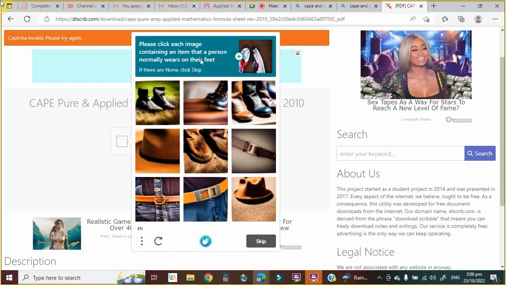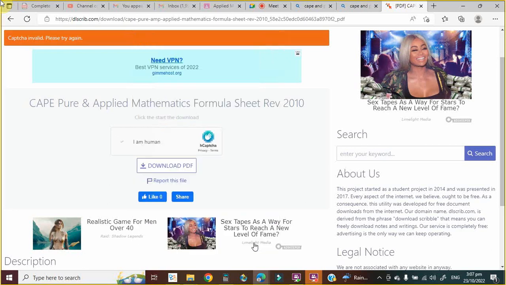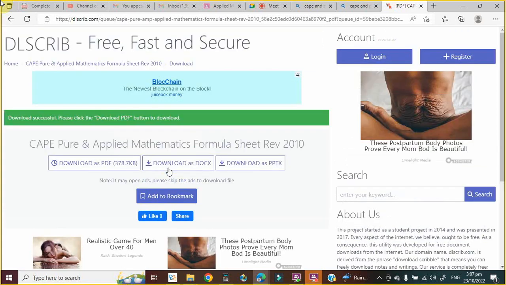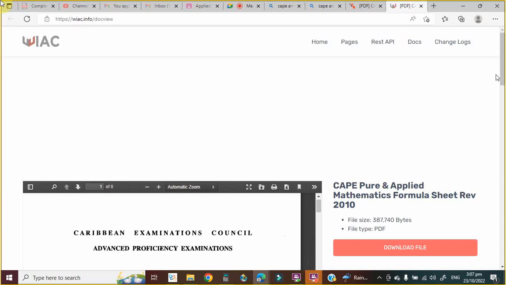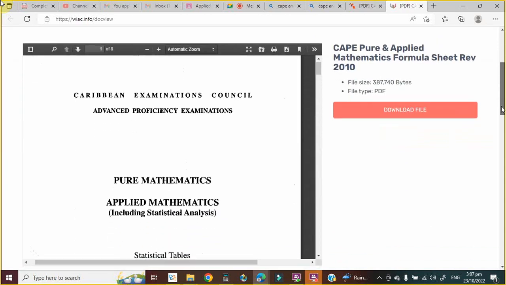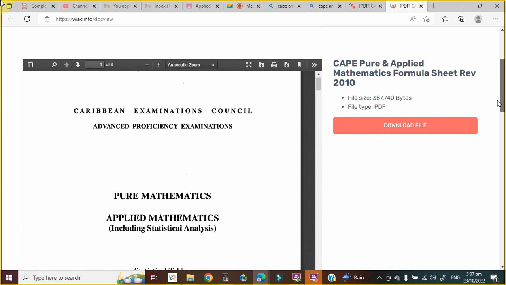Please click on each of the following that a person normally wears on their foot. Imagine, why do websites do stuff like this? Exactly, that doesn't do anything.